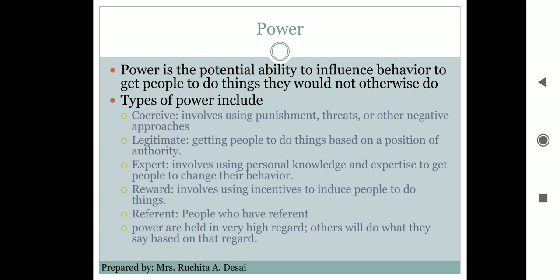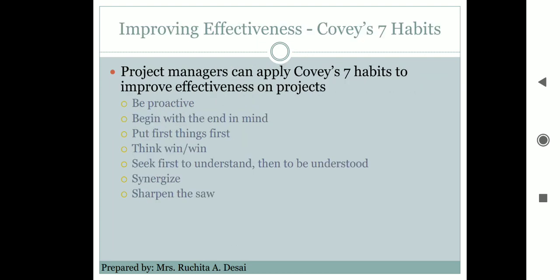The types of power include coercive power, which involves punishment; legitimate power, which involves doing things based on position; expert power, which involves personal knowledge; reward power, which involves incentives to induce people to do things; and referent power. So power is held in very high regard.